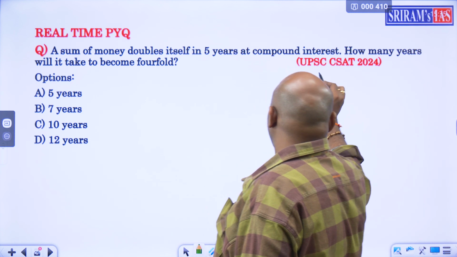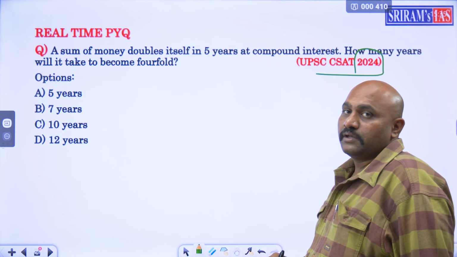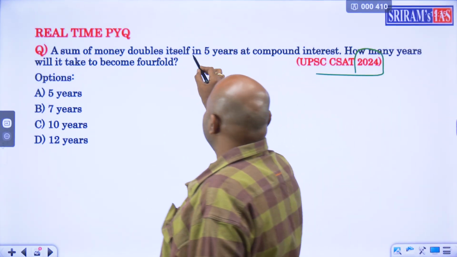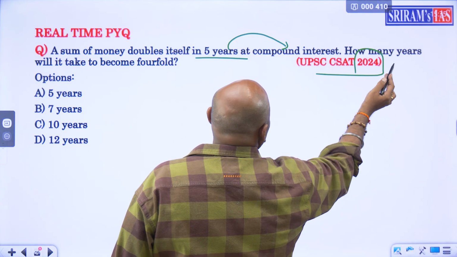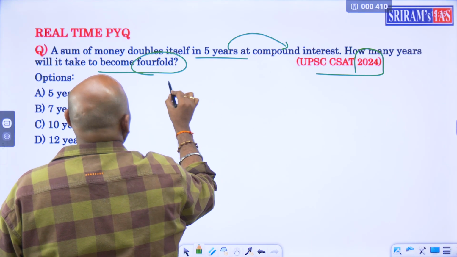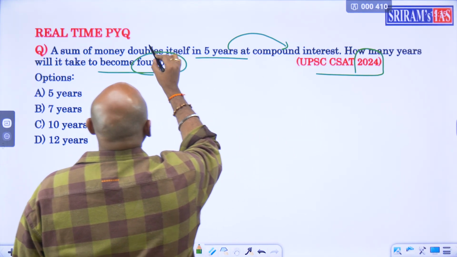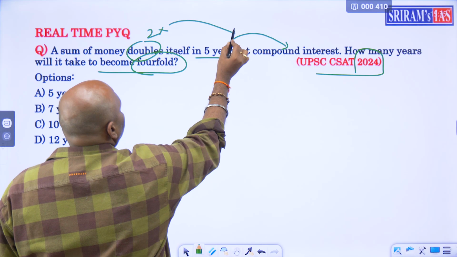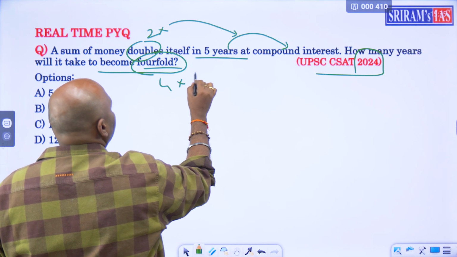The next question we are going to solve is from 2024. Here a sum of money doubles itself in 5 years at compound interest. How many years will it take to become 4-fold? So it becomes double, that is into 2, for every 5 years. He is asking how many years for 4 times.